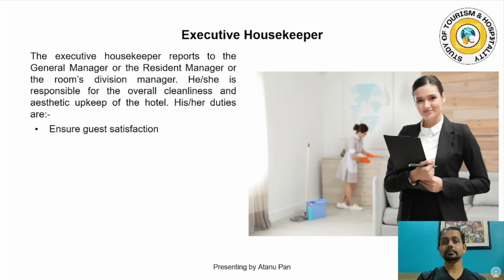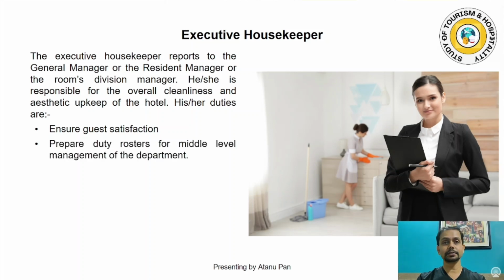Now, what is the first role of this executive housekeeper? The first role is ensuring guest satisfaction. The executive housekeeper makes sure that the guest is very happy with the services provided by the hotel housekeeping department, and if the guest has any concern, the housekeeper tries to solve the issues. So guest satisfaction is very important here, and not only for the housekeeping department, also for the other departments. But in the housekeeping department, guest satisfaction is ensured by the executive housekeeper.